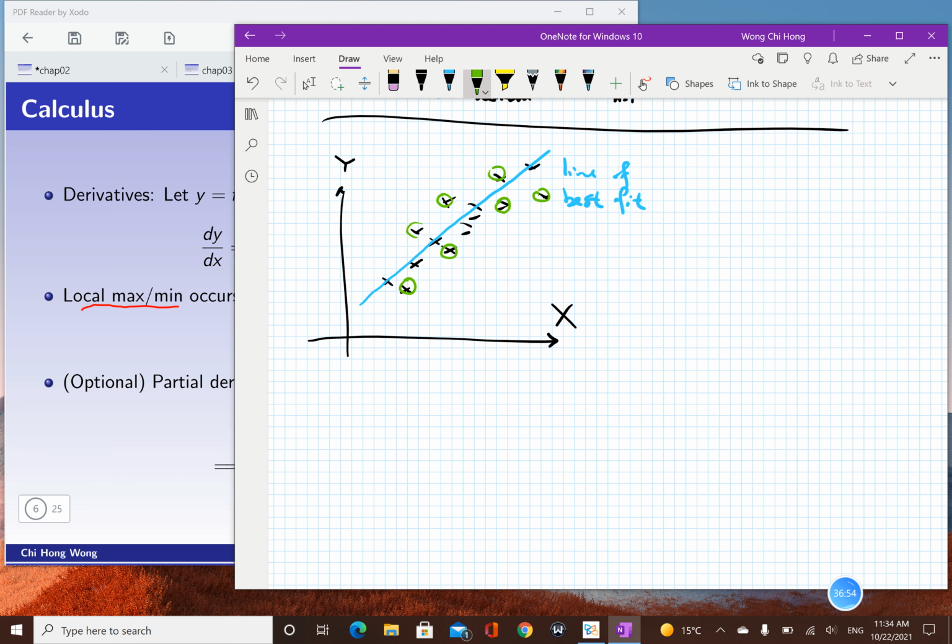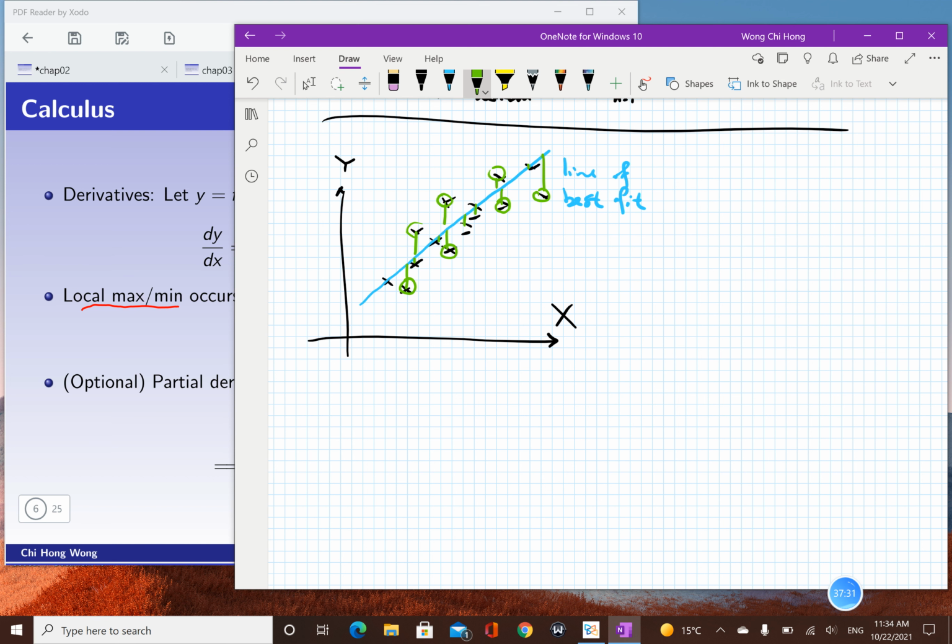But the idea about the line of best fit is to have a line so that the error, the difference of each of these points, your experiment data, to your line, the total of these errors, is minimum.